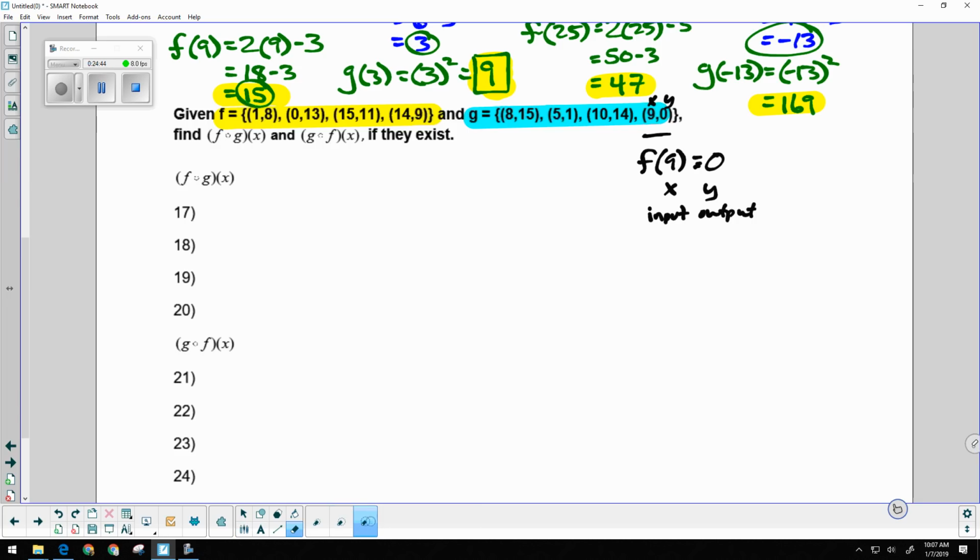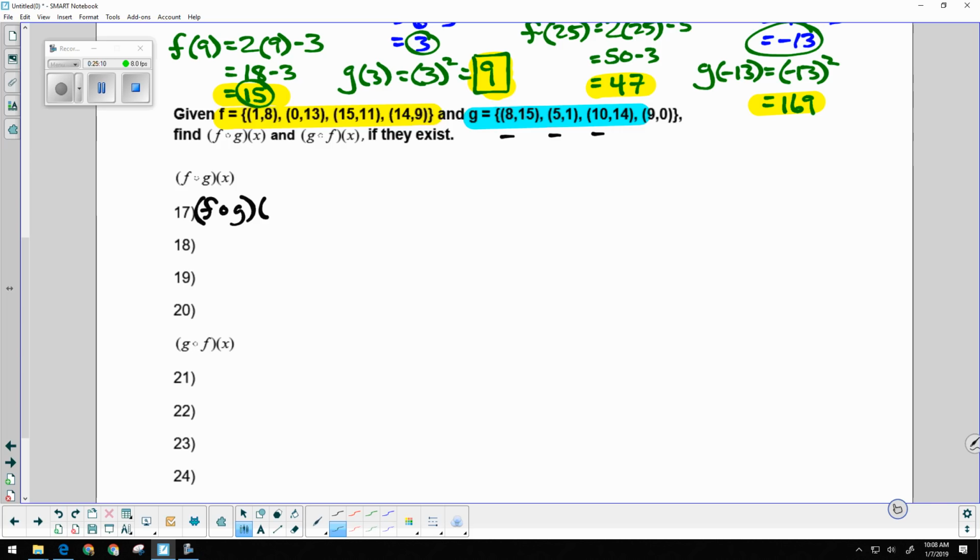So for these next problems, notice there's nothing really written as to what the problem should be. So I'm going to have to write those in for you. So we'll start off first with 17 through 20. f of g of x. What this means is f of g of, and we're going to use every x-coordinate in our g function. So the first one would be of 8.